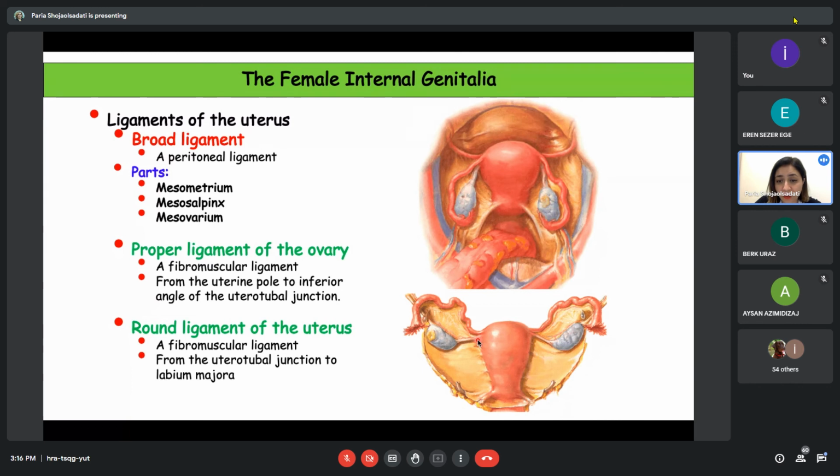We have a round ligament that fixes the uterus in the anteflexion position. It starts at the level of the tubo-uterine junction, goes anteriorly and is attached to the labia majora.